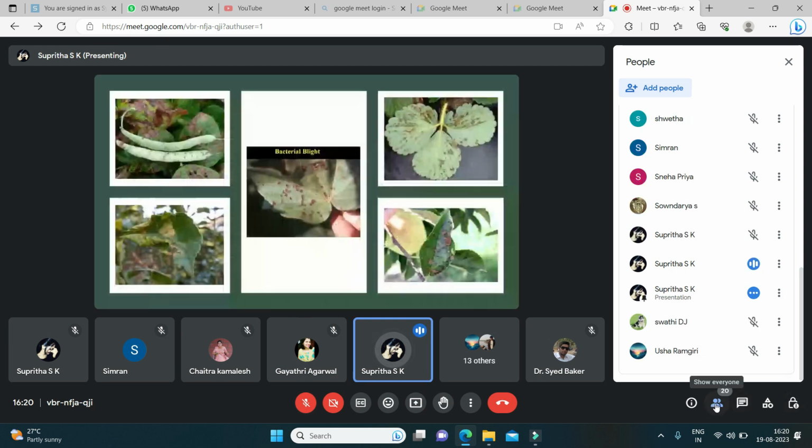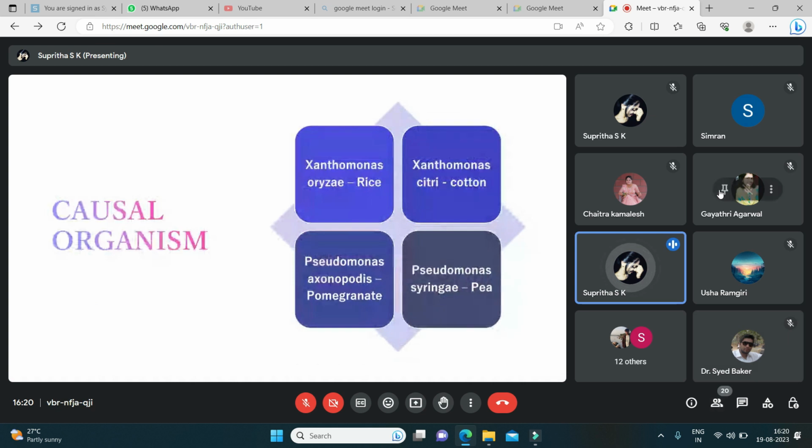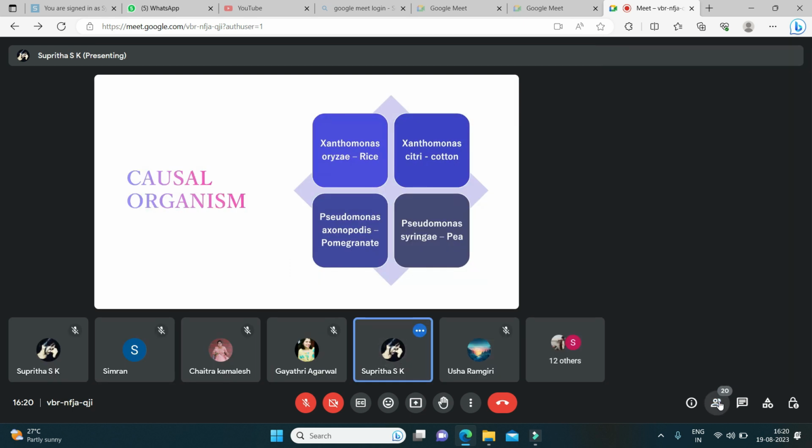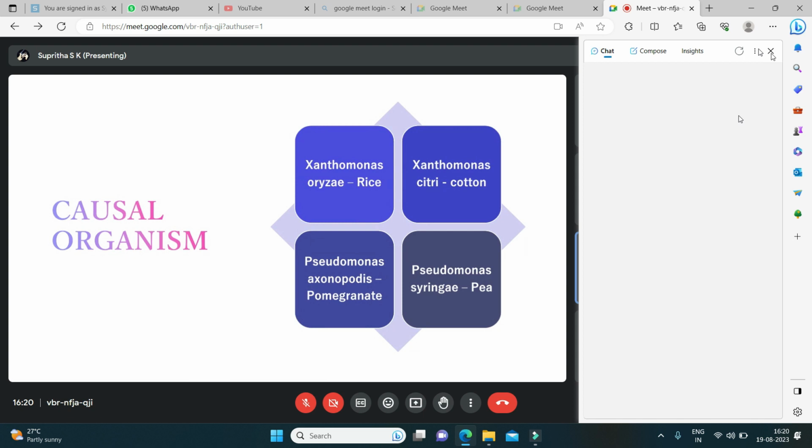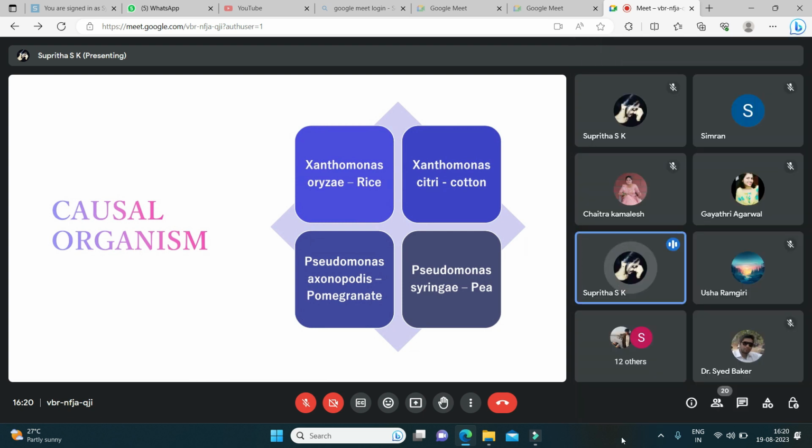We need to know which organism causes this bacterial blight. As I said before, bacterial blight is caused by two genera, Xanthomonas and Pseudomonas. With respect to different plants, different bacteria cause these diseases. In rice, it is caused by Xanthomonas oryzae. In cotton, it is Xanthomonas citri.